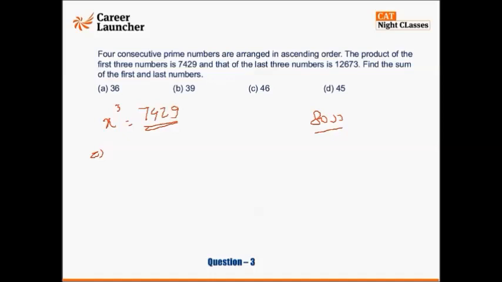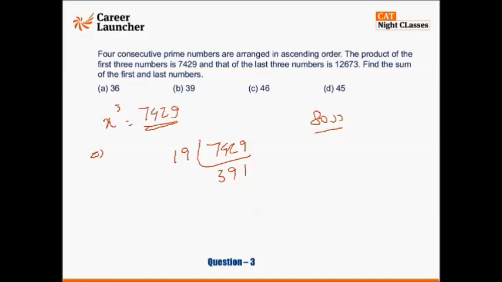Yes or no? What is the largest prime number below 20? 19. So, substitute 19. Put in 19 into 7429. 19 3s are 57. You get 172. 19 9s are 171. You get 1. That becomes 19 times 391.